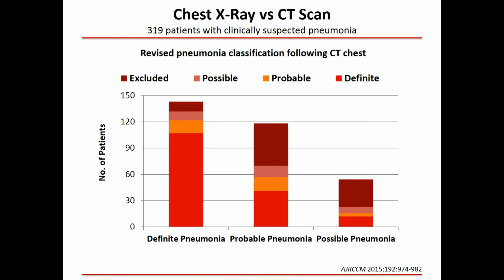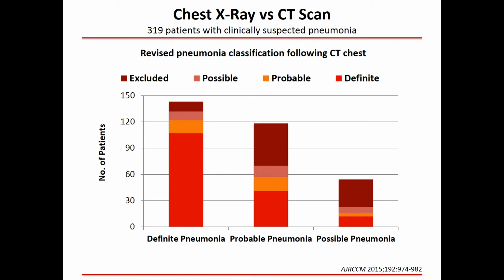And this is what happened. You can see that amongst patients with a definite pneumonia, after CT scan, they still felt the majority of those patients definitely had pneumonia. By contrast, amongst those in whom the clinicians were more on the fence, who felt it was a probable pneumonia or a possible pneumonia, you can see over here that the CT led to a reversal of that decision in the majority of cases.